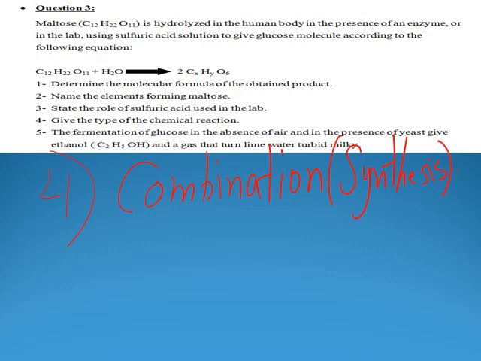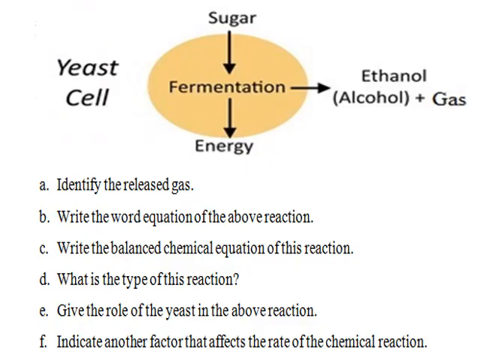5. The fermentation of glucose in the absence of air and the presence of yeast gives ethanol, C2H5OH, and a gas that turns lime water milky. Identify the released gas. What is the released gas? It turns the lime water milky, so surely it's CO2, carbon dioxide. Write the word equation of the above reaction.